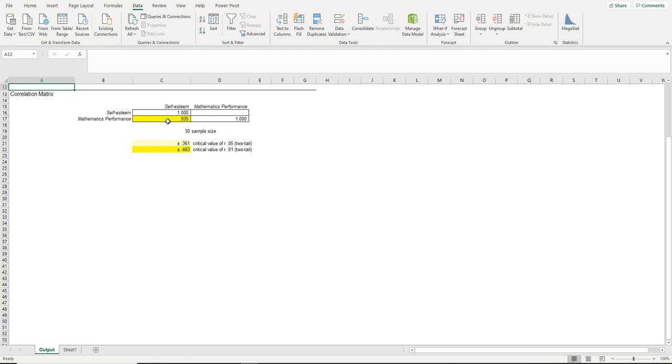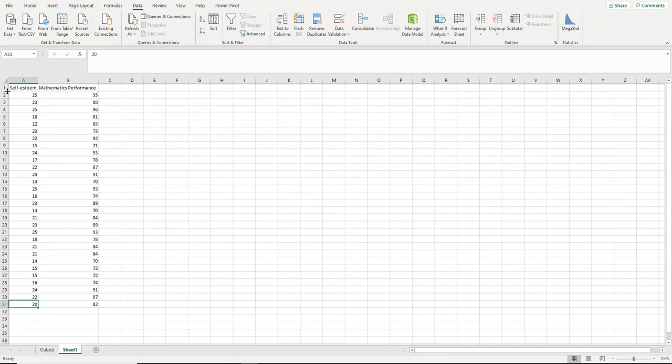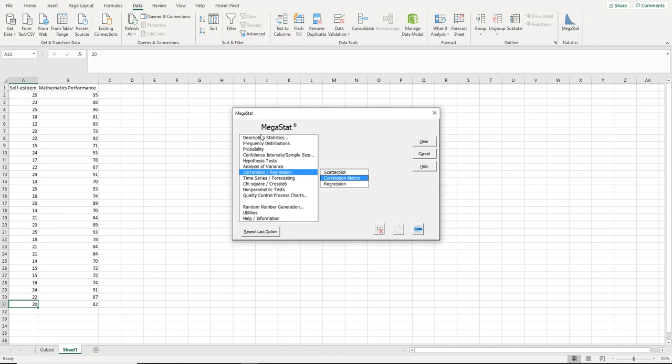Remember that in our discussion in the research, we are going to base our significance at 5% level of significance, or 0.05. The alpha is 0.05. So this means that there is a significant relationship between self-esteem and the mathematics performance. Now, since they are related to each other, we are going to get the model. To get the model of the self-esteem and the mathematics performance, we are going to get the MegaStat, and then correlation regression, and then regression.